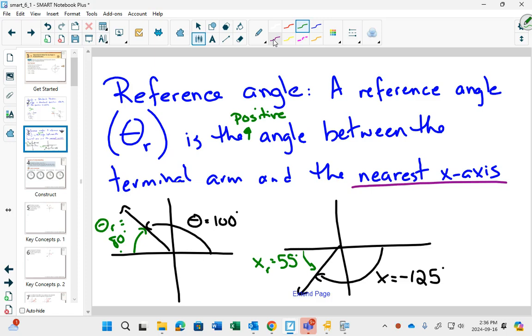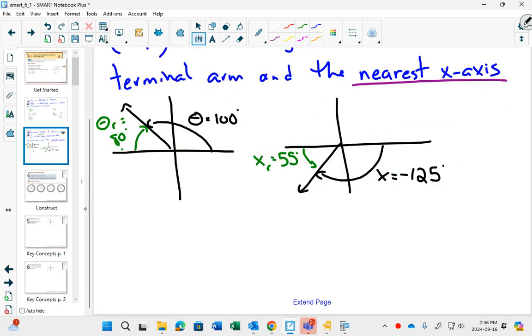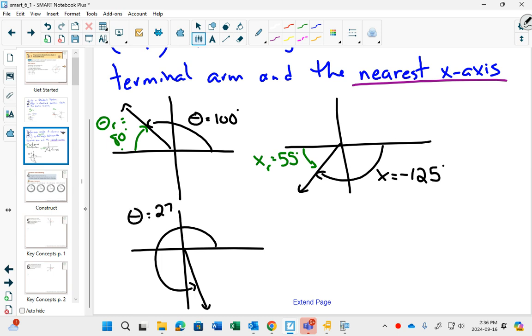There are some times that you are going to be tempted. Sometimes you're going to be really tempted to go to the nearest y-axis, because it's like, oh, it's so close by. But no, even though it's only 5 degrees away from the y-axis, we would still say that the reference angle is, in this example, 85 degrees.